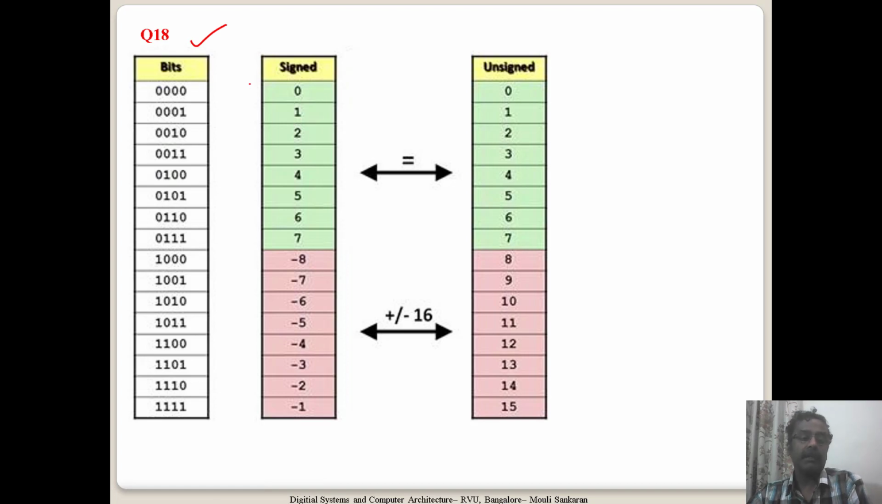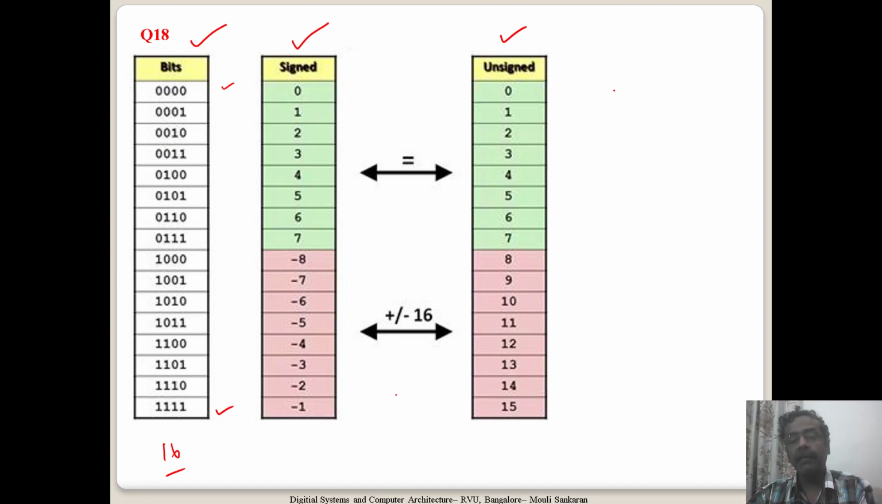What all can we express using 4 bits, from 4 zeros to 4 ones, right? These are the 16 combinations that you can represent. Now these 16 values, you have the freedom to interpret as signed numbers or unsigned numbers. Now what do I mean by that?